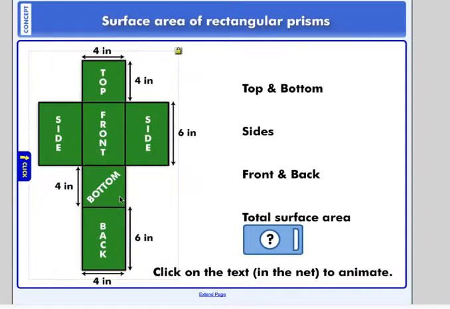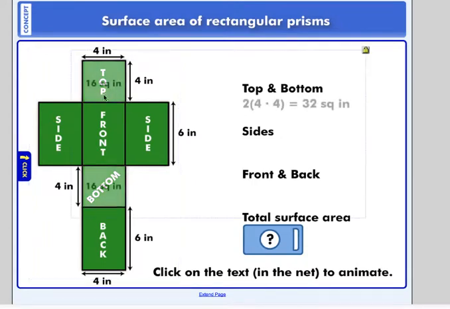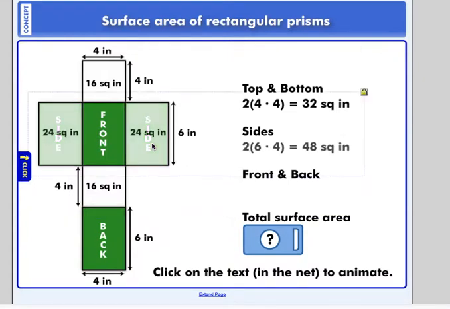So I've got the top and bottom. These are labeled so that I can remember where they came from. My top was 4 by 4. So the area of that is 16 square inches, and the bottom is the same. So I'm going to times it by 2. And I've got 32 square inches for the top and bottom parts. My sides were 4 by 6. The left side and the right side, they're the same. So they're both going to be 24. So if I times it by 2, I get 48 square inches. And my front and back are also the same, and they were 4 by 6 also.